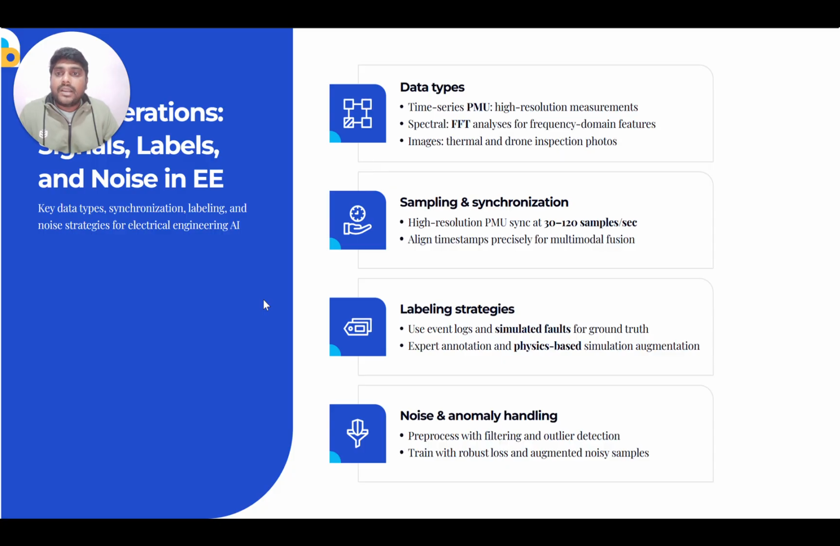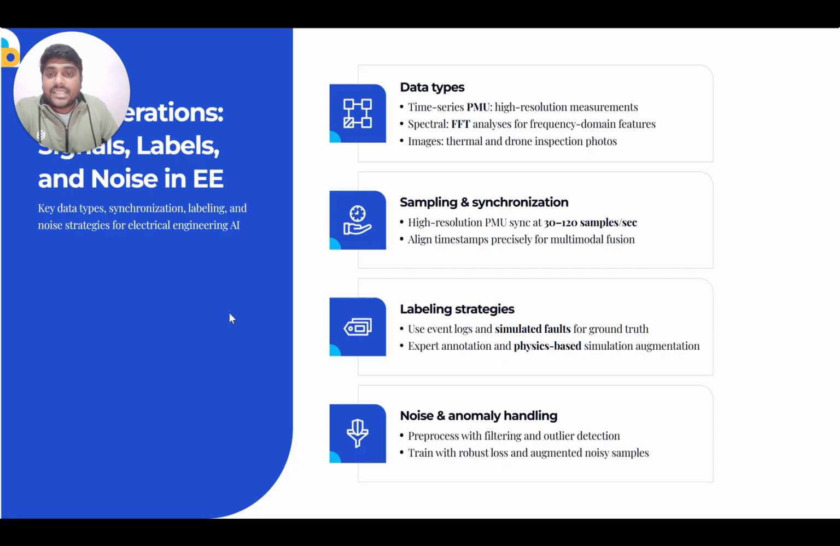We rely heavily on time series PMU data for high resolution measurements. We also use spectral data via fast Fourier transform for frequency domain analysis, and sometimes images for thermal or drone inspections. Second one is sampling and synchronization. High resolution data like PMU must be synchronized at rates like 30 to 120 samples per second. Timestamps must be precisely aligned for multimodal data fusion.